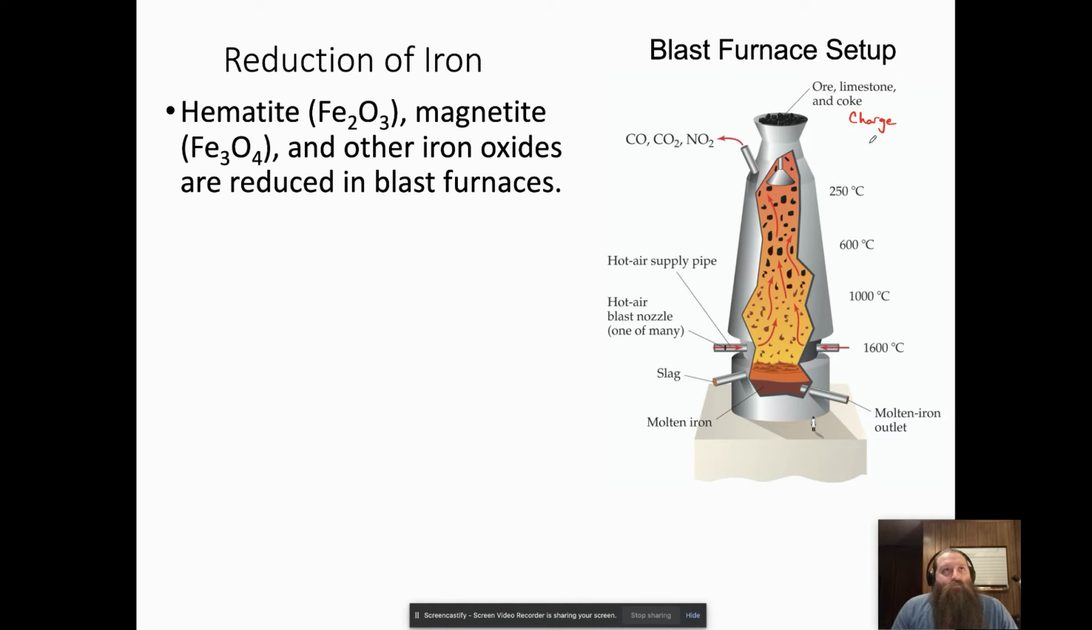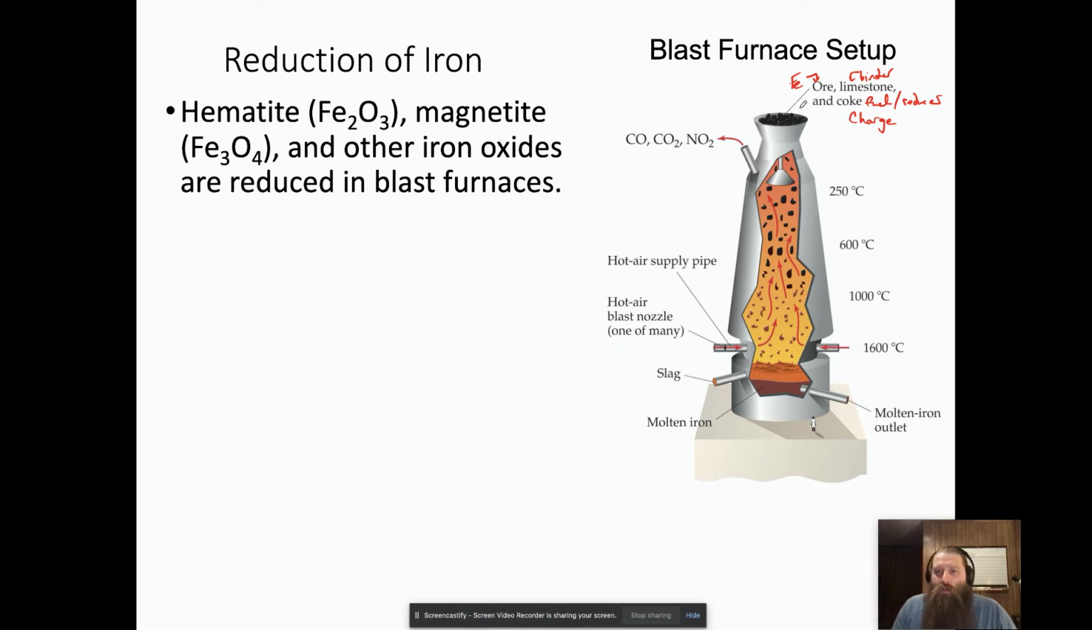It is integral to the setup of the blast furnace that the charge comes in through the top, and I'll show you why. So the ore is self-explanatory, right? This is where our source of iron is coming from. The limestone is really important because the limestone is going to form our slag. It's going to be our binder. And the coke is the fuel, and it's also the reducer.